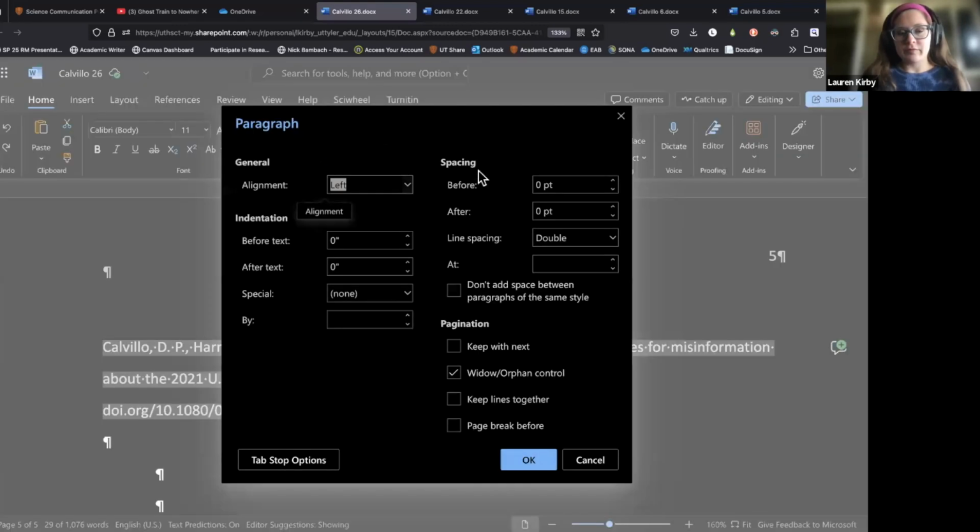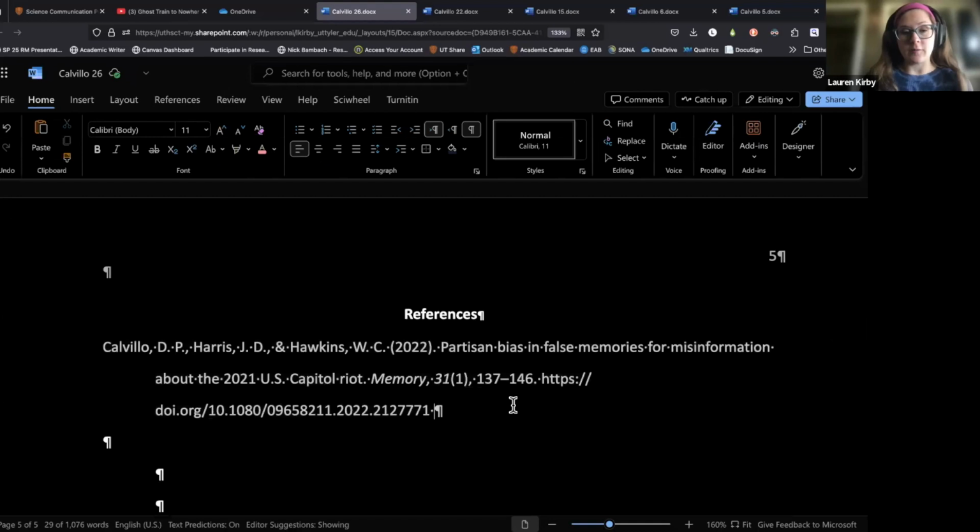Paragraph. Alignment left, indent before text is 0, special, hanging, by 0.5. Click. There you go.